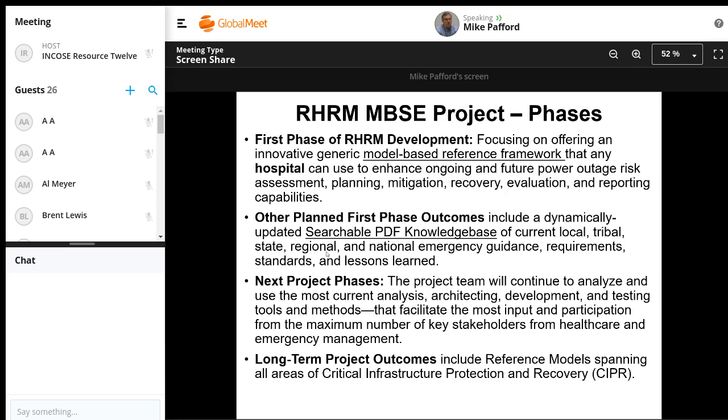As a matter of fact, even though the hospitals are working with us on an extended power outage in the initial scope, they've already asked us, as far as scaling and flexing this is concerned, whether they will be able to use it for a water outage. We fully understand that, and we're going to continue to work with them on that. As far as the risk assessment, planning, mitigation, recovery, evaluation, and reporting capabilities, the reporting capabilities, as you can appreciate, are very important to the hospitals, because that's how they get their yearly funding from DHS, HHS, CDC, CMS, and the Joint Commission.